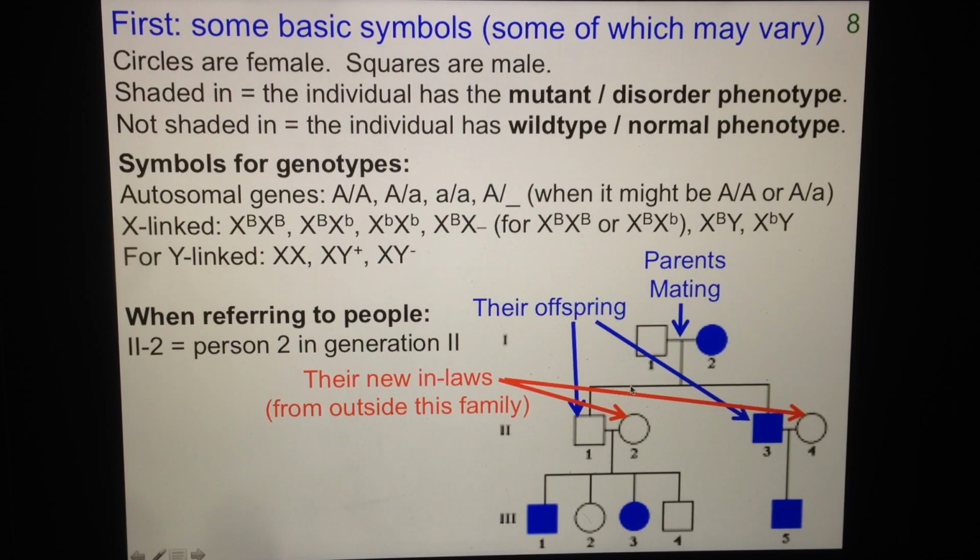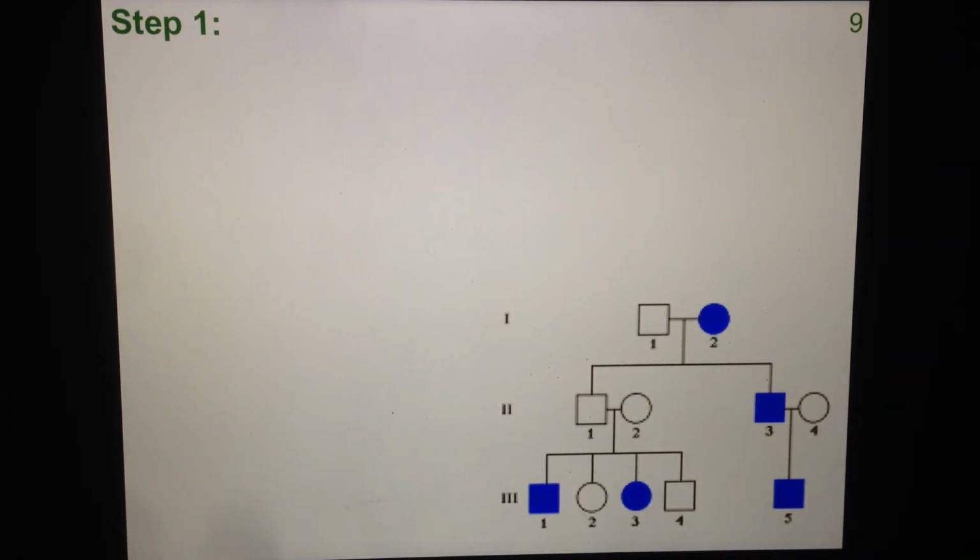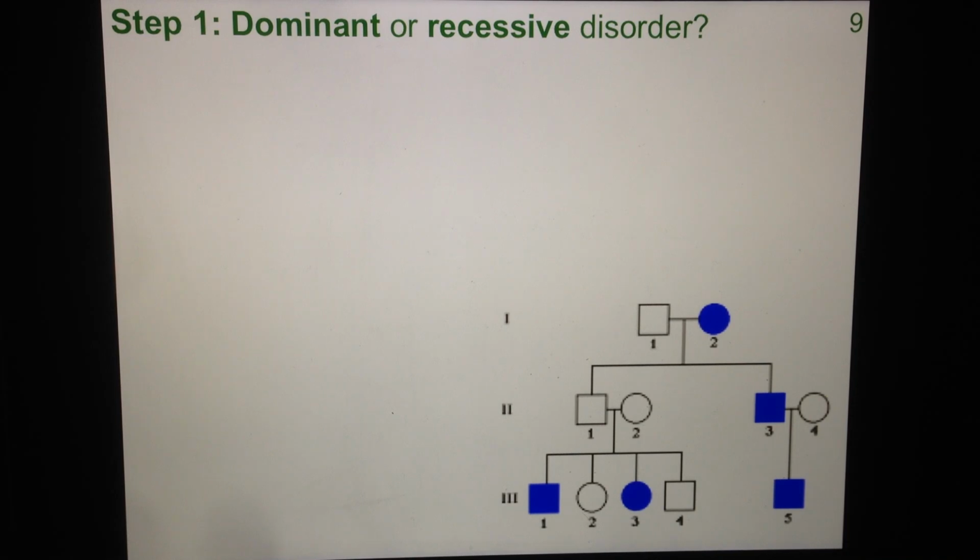All right. Other trees might go 1, 2, 3, 4, 5, 6, in which case just name the number. Okay. All right, let's get to our approach then. So for step 1 of this approach, we need to figure out, is this disorder caused by a dominant or a recessive allele?